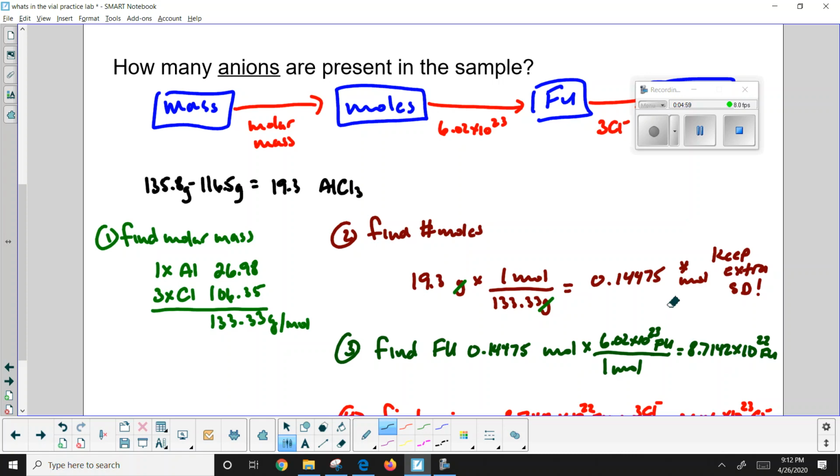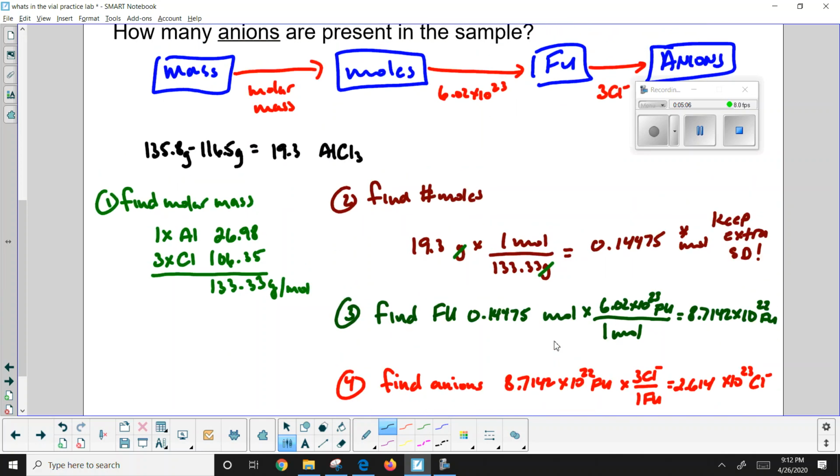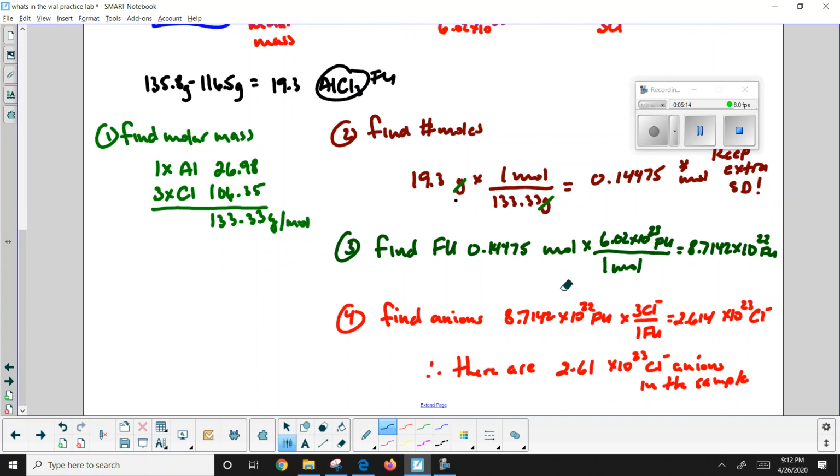formula units. Remember, these are ions over here. And for every 1 aluminum chloride formula unit over here, I've got 3 of these chlorine anions. So I simply take the number of formula units times by 3. So I have 2.614 times 10 to the 23 chlorine anions.